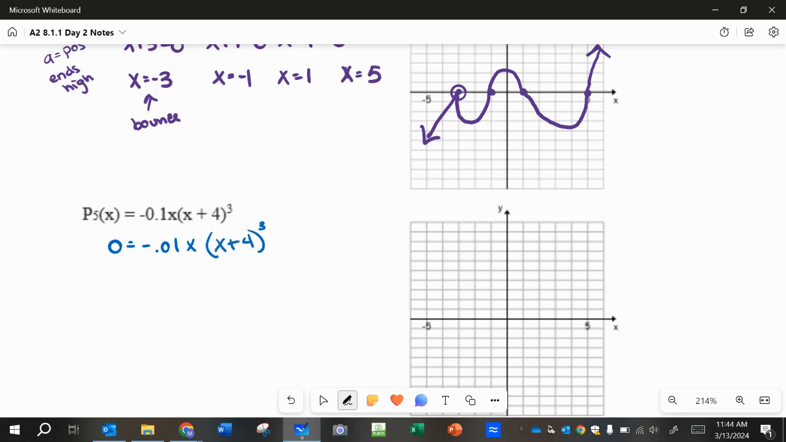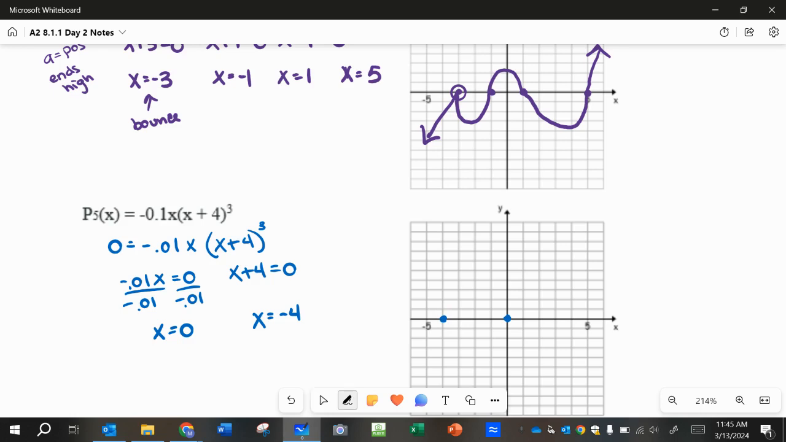So I have x equals 0 and x plus 4 equals 0. So I have it at 0 and -4. So that should be your 2 x-intercepts.